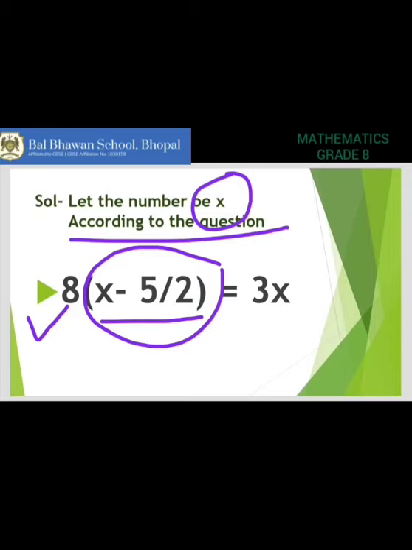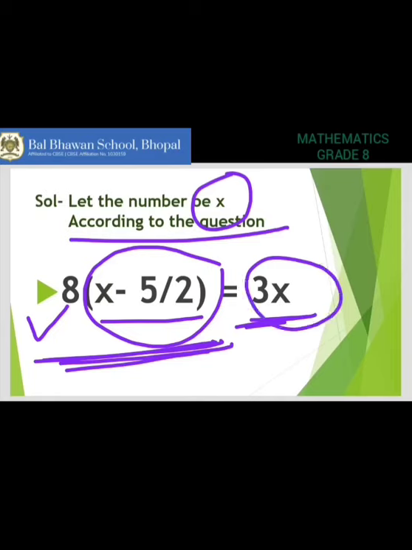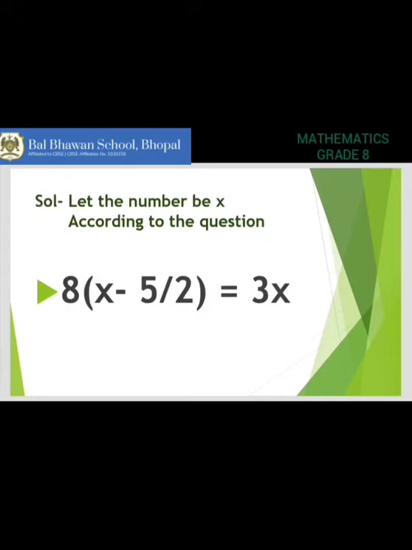Further on, the final result that she will receive after solving this expression will be equal to 3 times the number she thought of, so 3x. So that's how we have framed the linear equation in one variable. Now we have to solve this to get the value of x.